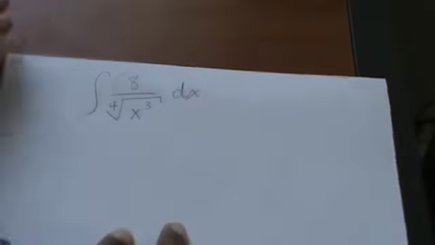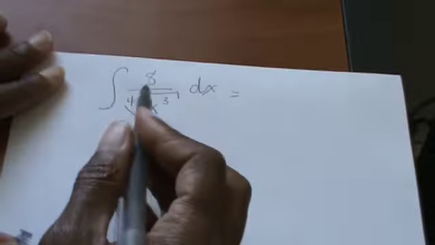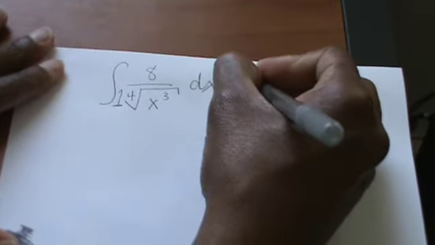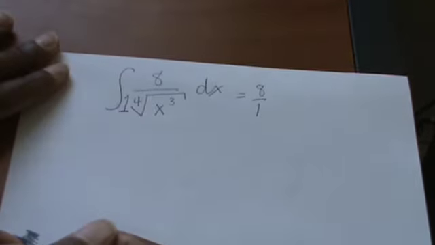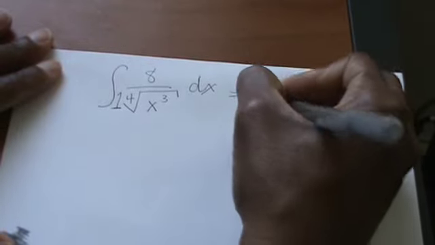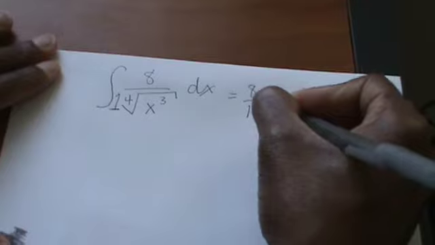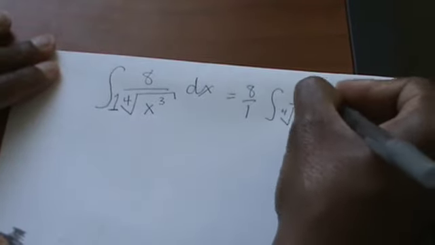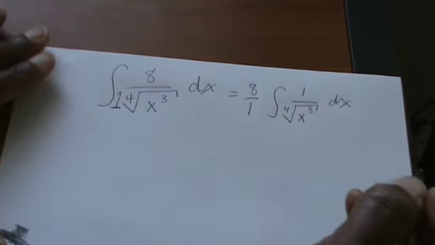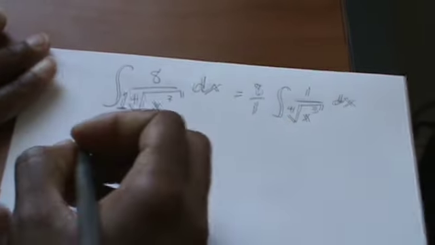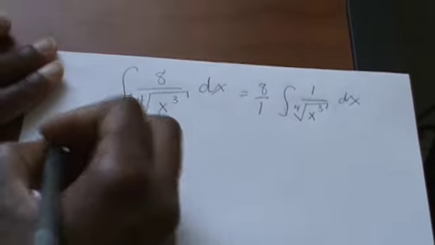Okay, so here's the fourth one. Let's rewrite this. Notice the 8 is in the numerator. It doesn't look like there's anything in the denominator, but there is. There's a 1. So I'm going to pull out 8 over 1, like that. The integral of 1 over the 4th root of x cubed dx as a rewrite. Okay, so now we can see that this is distinctively in the denominator. Hopefully you could have seen it there.